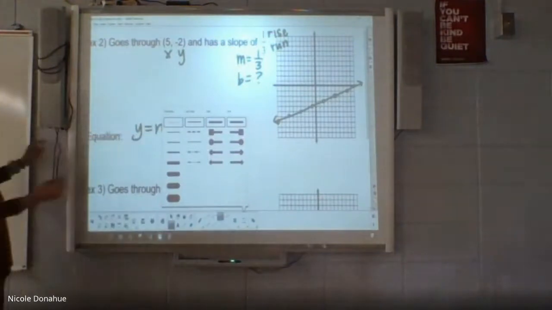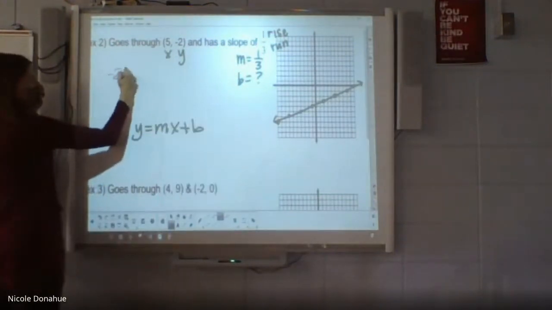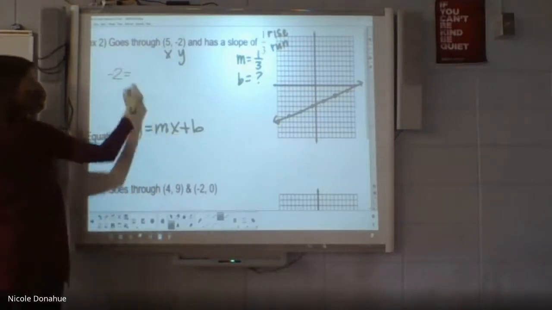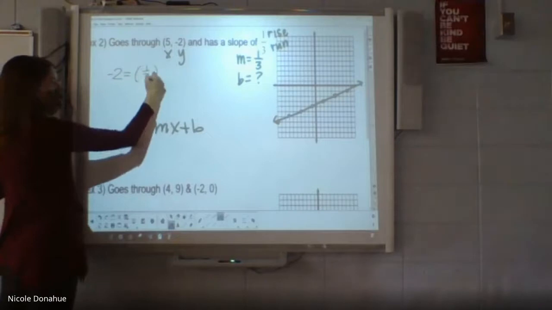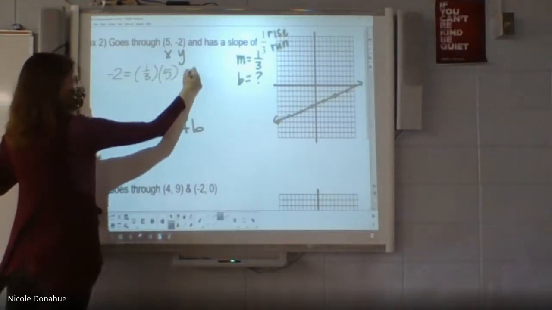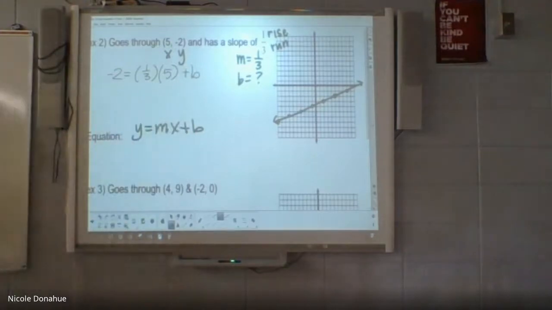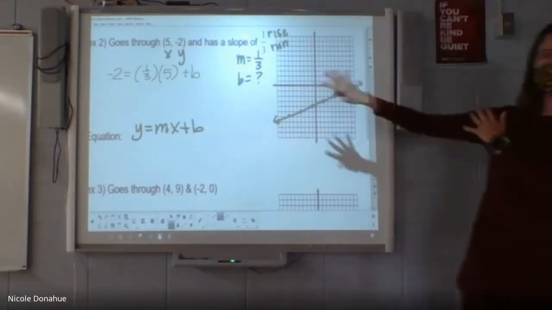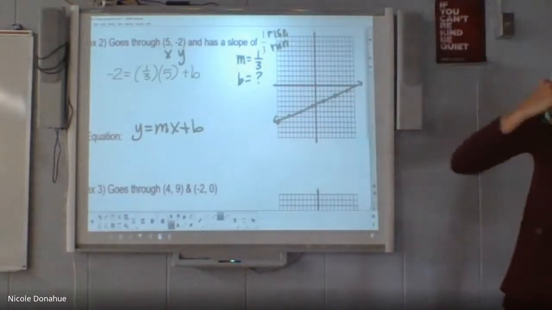So in my equation, my y is -2. So I'm putting this into this equation. My m is 1/3. My x is 5, and then plus b. I don't know b. I'll warn you guys ahead of time, my b's end up looking like 6s all the time, so just be careful. That's a b, not a 6. Are we okay with where everything is and why I put it there? Is that okay?